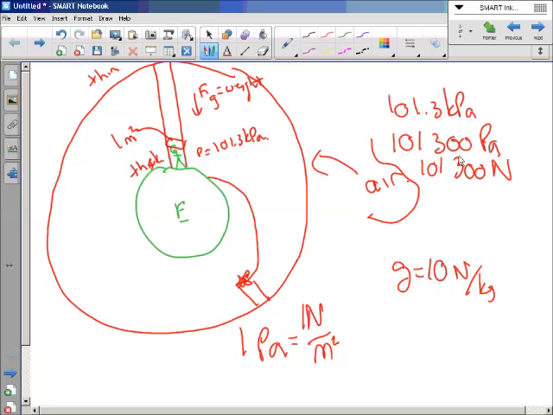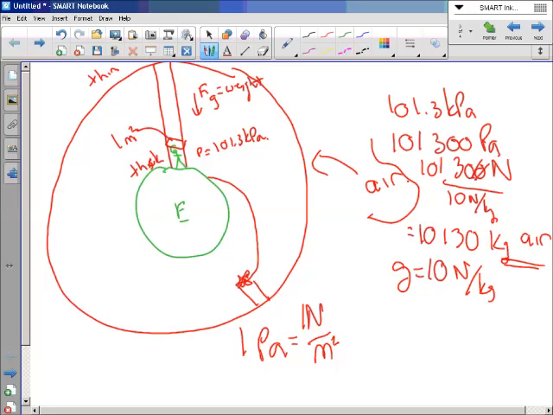That means if we are being weighed down by 101,300 newtons, if I divide that by 10 newtons per kilogram, then I end up with taking one of these zeros away, 10,130, so 10,000 kilograms of air exist above us. That's what we're holding up. We literally hold up 10,000 kilograms of air every day.